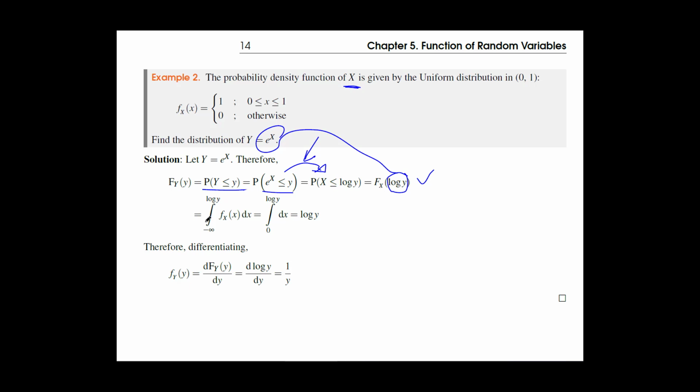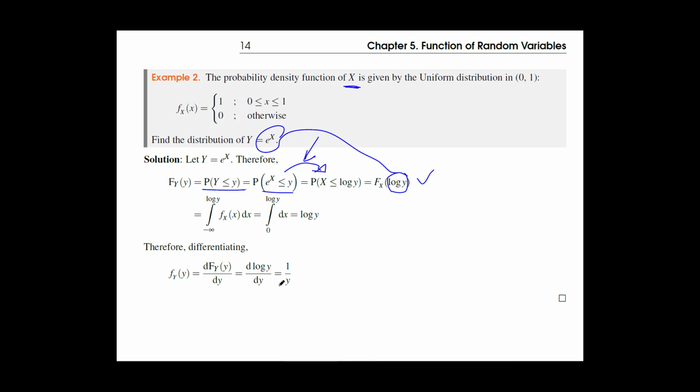Because just evaluate for the CDF, right? So here we're saying it's the integral of the PDF, so it's log of y in this case for the uniform distribution, right? So in general, once you're here, you can take derivatives, and then you would obtain the PDF of y, right?